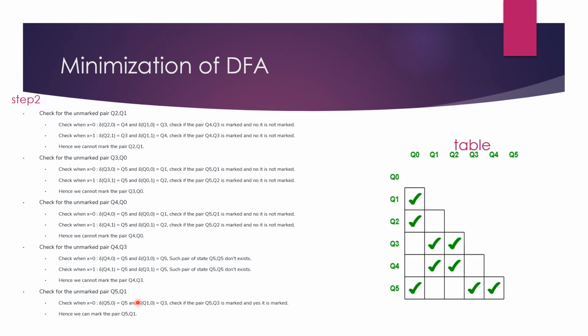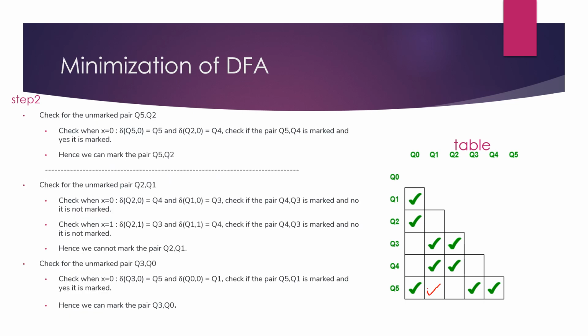Next we will move to the unmarked pair Q5 and Q1. By using the input symbol 0, we will put in Q5 and Q1. Q5 on 0 goes to Q5, Q1 on 0 goes to Q3. Check the pair Q5 and Q3. Yes, it is marked. Hence we can mark the pair Q5 and Q1. And next we will move on.